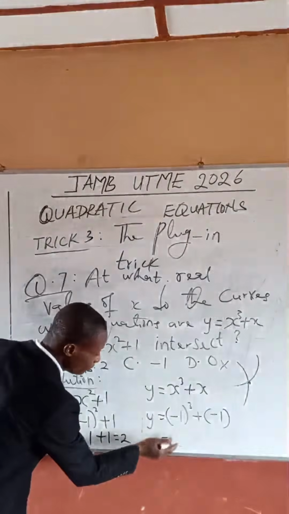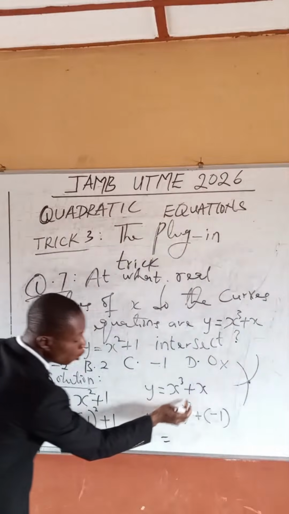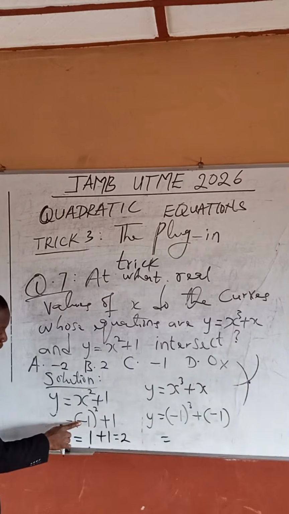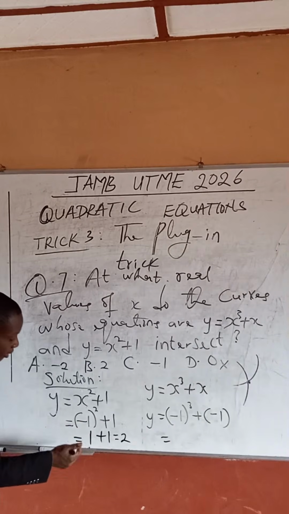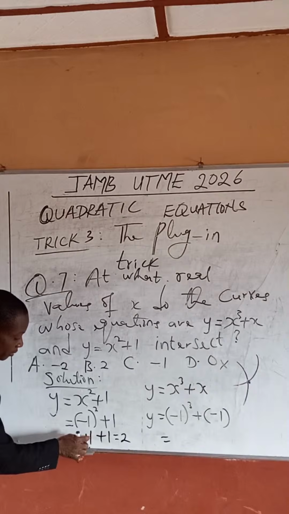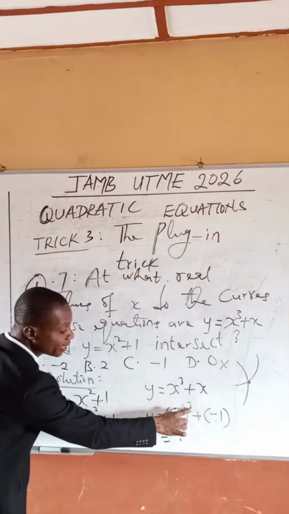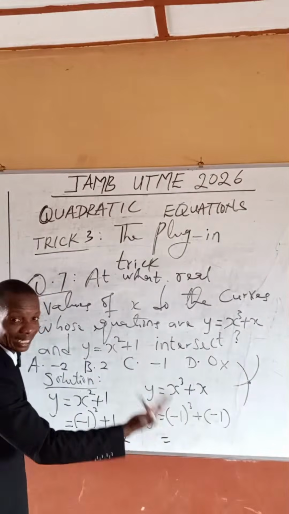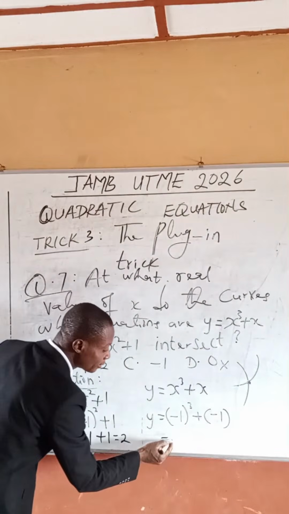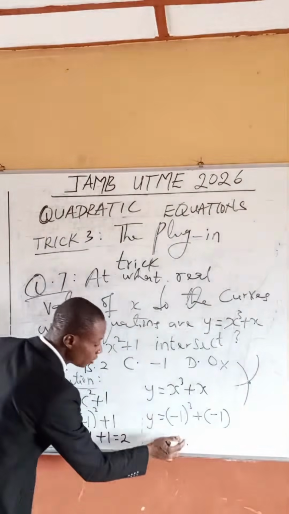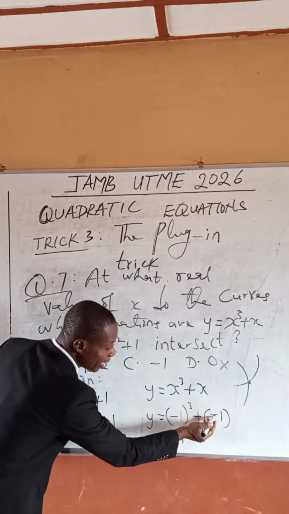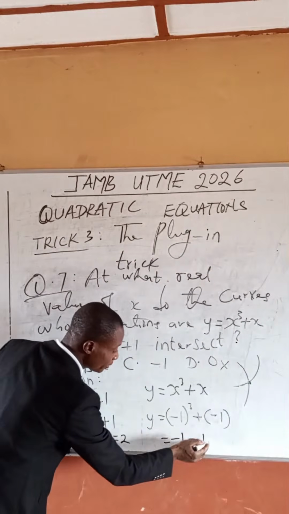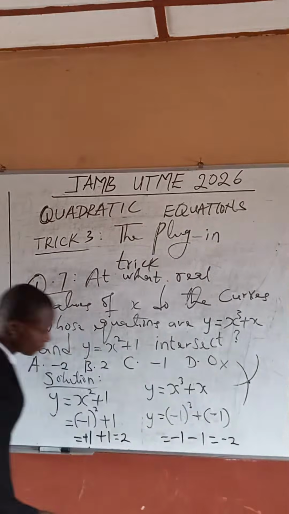Are we going to get 2 here? Let's try. This is -1. Remember, this is an odd exponent. For an even exponent, we change minus to plus. But if the exponent is numbers like 1, like 3, like 5, like 7, the minus will remain as minus. That's -1. Then this minus times plus is -1, and the answer is -2.